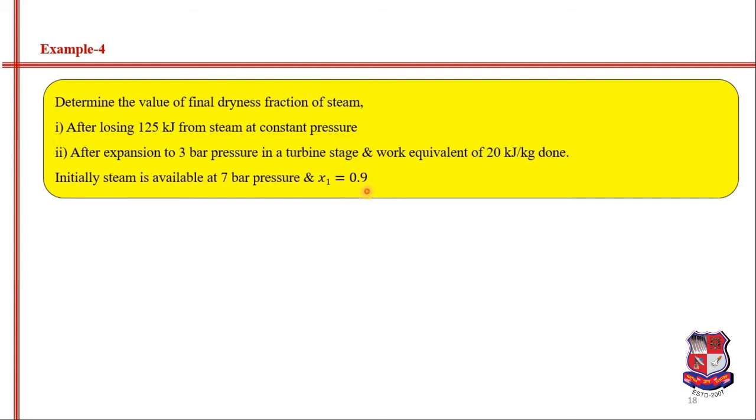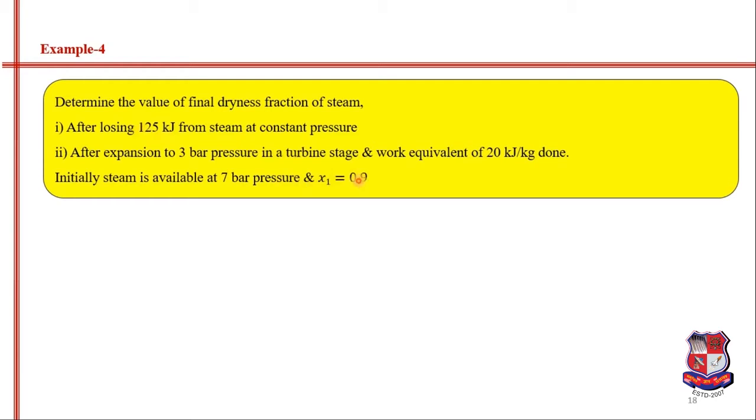Okay, so in this example we are given a steam which is initially at 7 bar pressure and dryness fraction 0.9. Now dryness fraction 0.9 means we are given a wet steam. Okay, it will be between point B and point C in the TH plot. Okay. So in the first case, what we are doing is losing 125 kilojoule of heat from this condition.